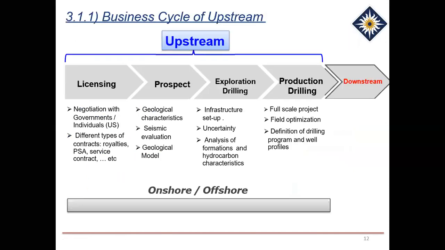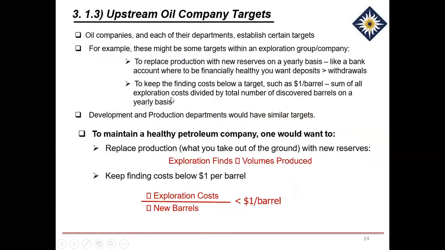And for example, I can ask you, what is the business cycle of upstream? So the business cycle is definitely licensing, prospecting, exploration, and production, and downstream and so on. So you can define it like this.